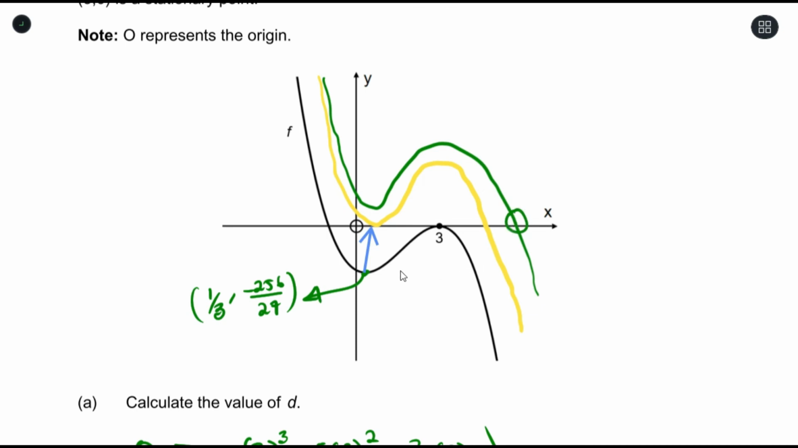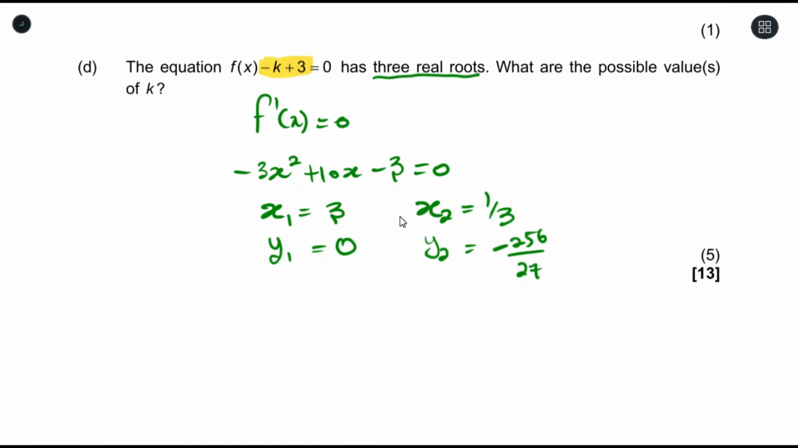So the limit I'm looking at is from where my graph is currently to the yellow line. That's what I want. Anything within that range, I'm going to have 3 x-intercepts, and in turn that means I'm going to have 3 real roots. So how do I represent that? How we normally represent that is this.